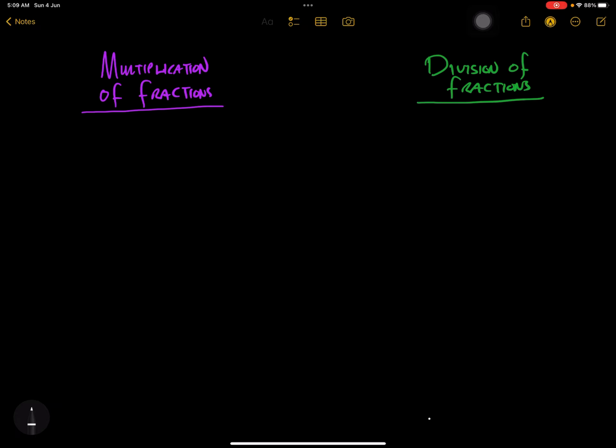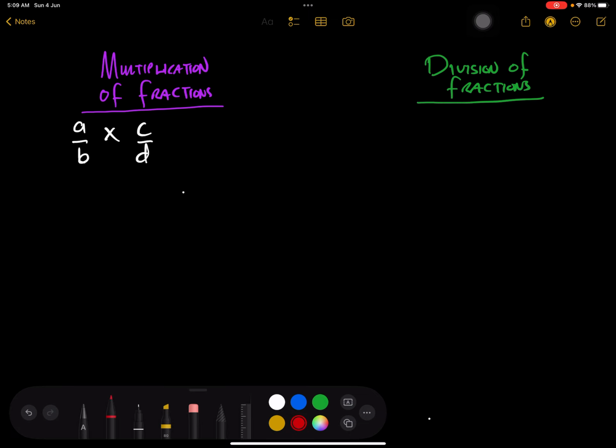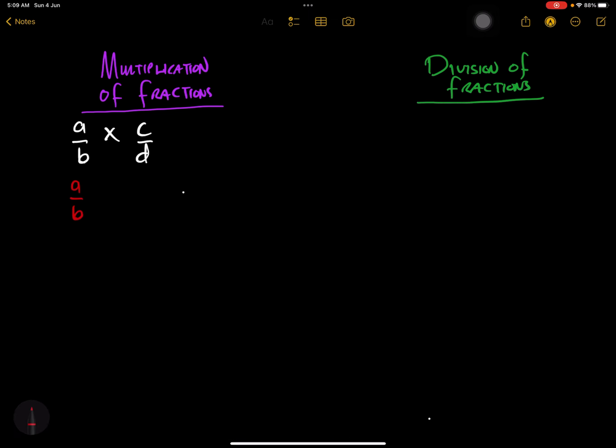We're back again on our math journey, and today I want us to see if it is possible that we can do both multiplication of fractions and division of fractions. But we're going to start off by looking at multiplication of fractions. So let's assume that we have two fractions, a over b multiplying c over d.